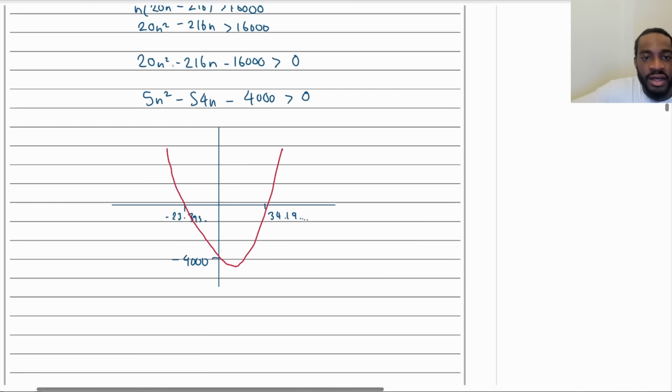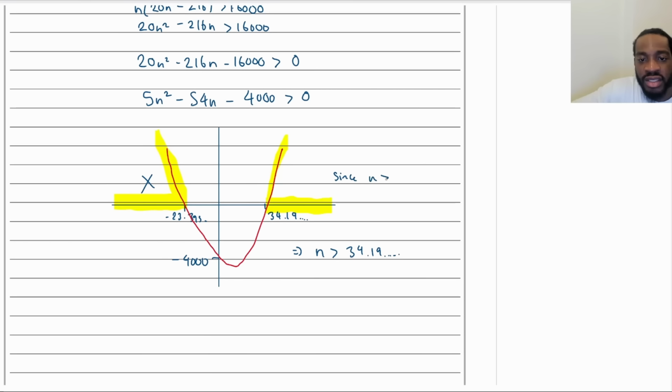Something like that. We want it when it's greater than, so when it's above, so it's going to be either this or that. Now, obviously, because we are dealing with a series, n is the position of the sequence, so we know it can't be this one, so we can immediately disregard that. It has to be only n is greater than 34.19, blah, blah, blah. Okay, that is the only possible value. Let me just write since n is greater than 0.